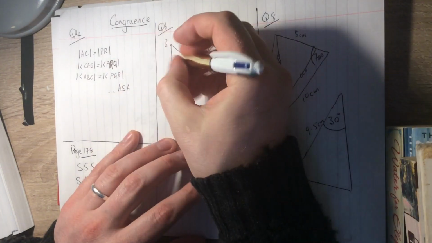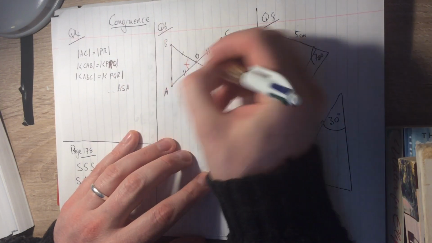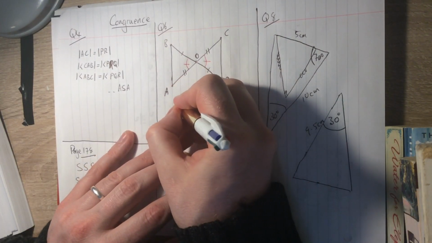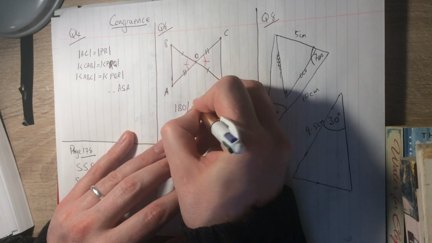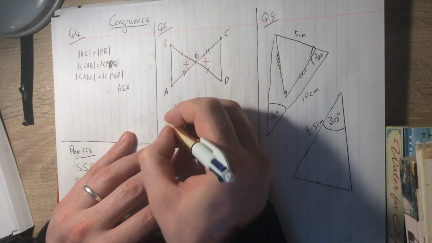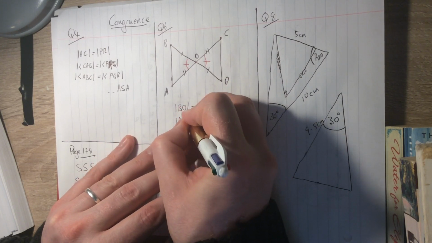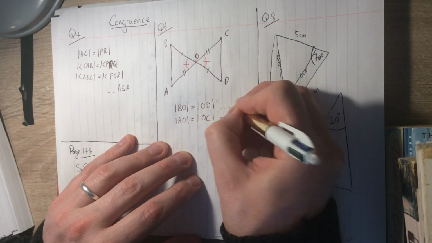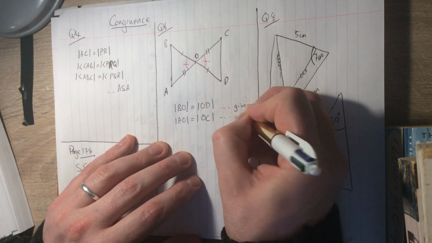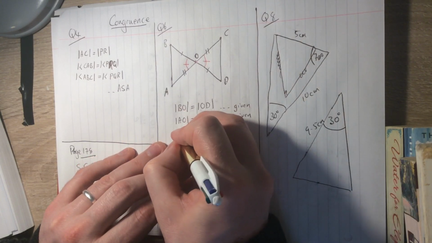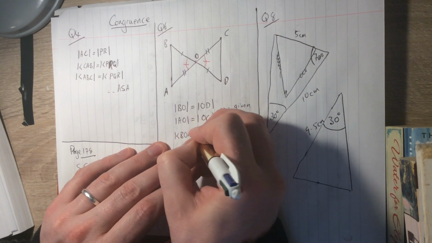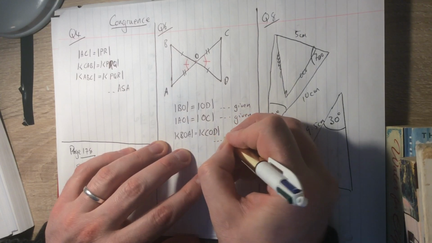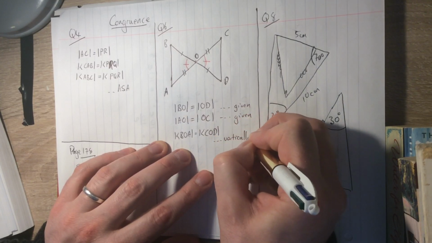You'll also remember that vertically opposite angles like BOA and COD are equal. So we can say that the line BO is the same length as the line OD. We can say the line AO is the same length as the line OC. Now both of those were given in the question. So that's all you have to say in terms of justifying it. But this last point, that the angle BOA is equal to the angle COD, that wasn't given. We know that because they are vertically opposite.